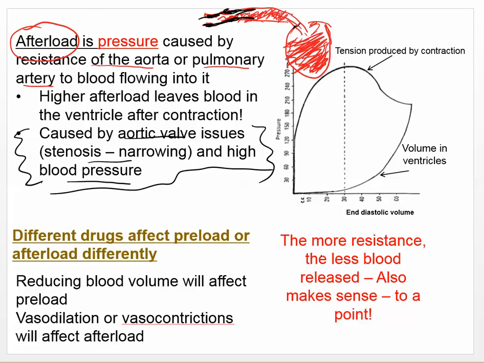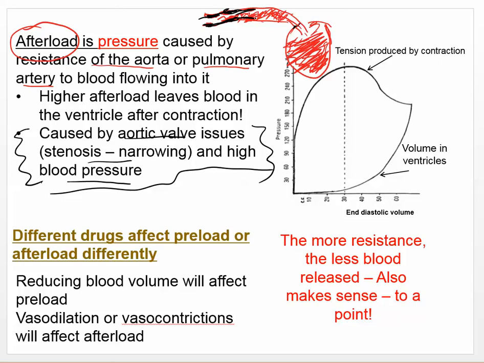Okay, so the more resistance, the less blood is released. Think about that. Here's my ventricle that's trying to push the blood out, it's got its job to do. It tries to push the blood out, there's resistance, there's an increased afterload, and so it's not going to get the blood pushed out. That's what I mentioned earlier when I was going through the cardiac cycle, and that's another source of failure. That means you're not going to get the cardiac output.